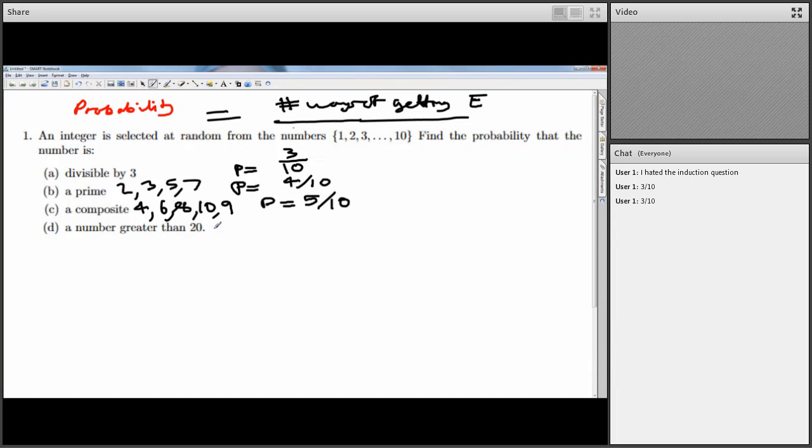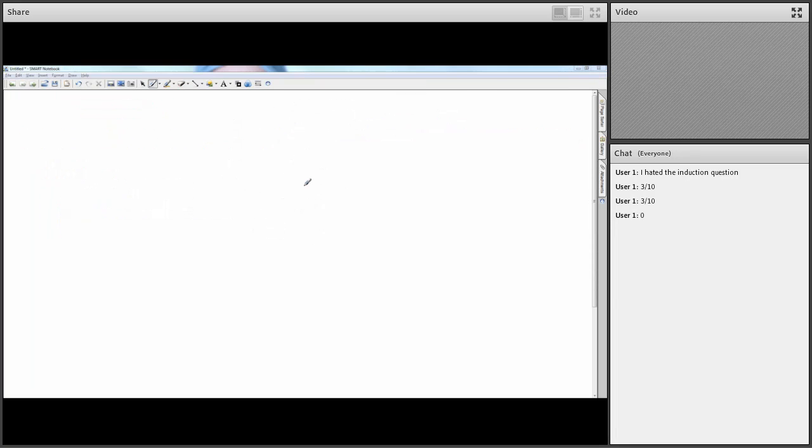What about this last one? What's the probability of getting a number greater than 20? 0. That's right. So there's no way of getting a number greater than 20, so that it's impossible. So probability of 0 means it's impossible, essentially. So that's just a simple one, just looking at the basic idea.